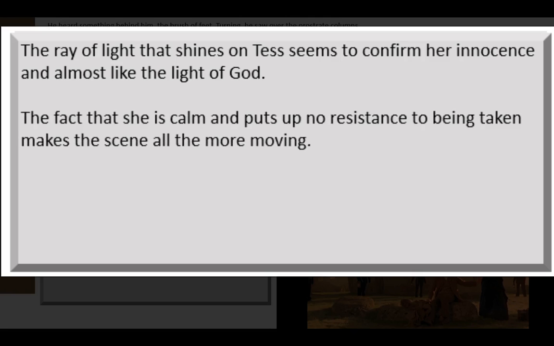She remains calm. She puts up no resistance. She's kind of accepted her fate, and it's this idea of determinism, that your fate is set out for you and there's very little that you can do to change that. The path that we go on is all predetermined. That's a big idea in Hardy, in all of his novels in fact, and he's expressing that through this particular episode.